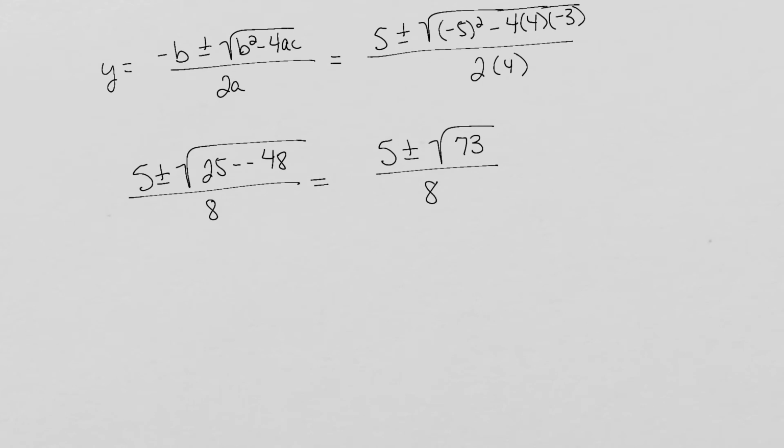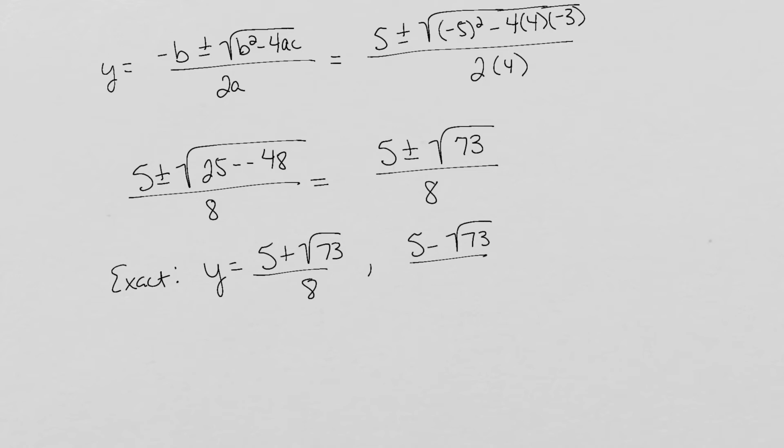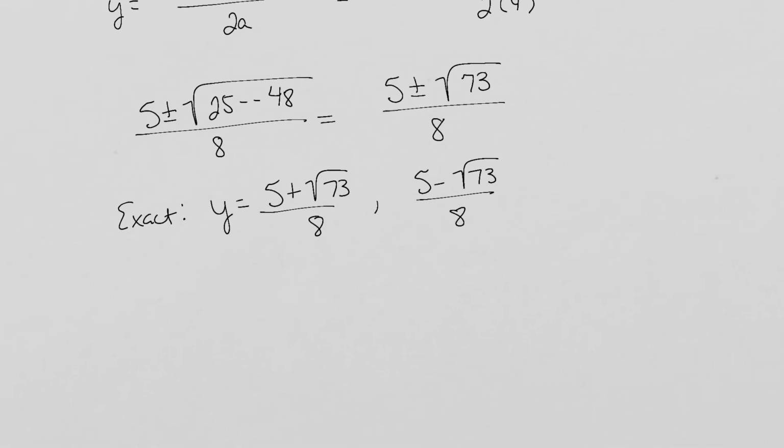Now, your exact answers include radicals, okay? So if I say I want the exact answer, I would have an answer of y is equal to 5 plus the square root of 73 over 8 and 5 minus the square root of 73 over 8. However, we don't always want that, okay? Sometimes we want the decimal approximation.